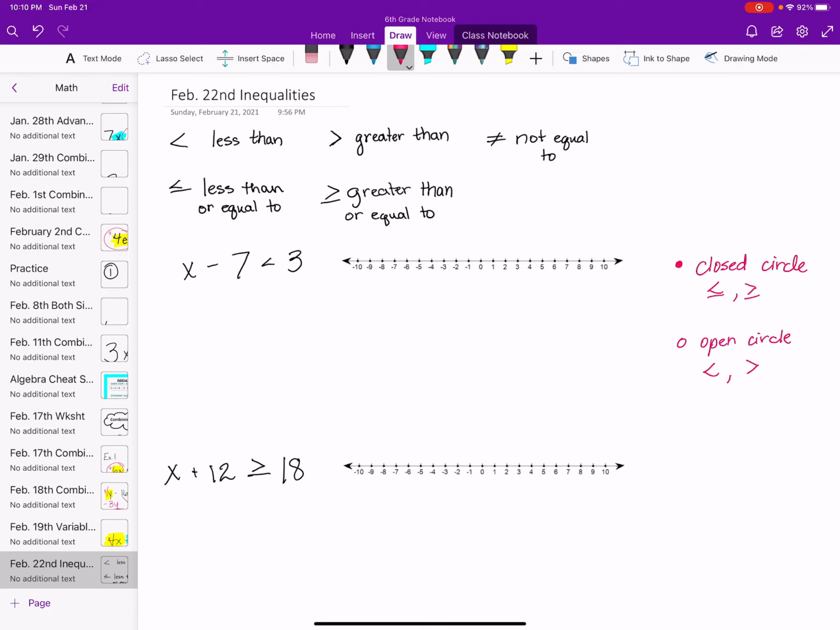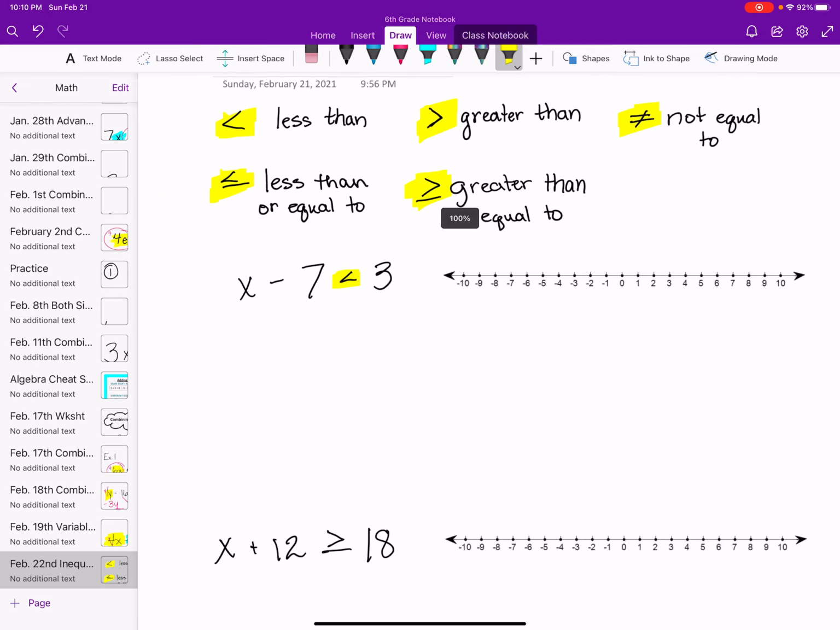Hi guys, today we're going to be talking about inequalities. It's our last section of our algebra studies. So when we're talking about inequalities, instead of the equal sign in an equation, we are going to have a less than or equal to, greater than or equal to, or occasionally this sign, which is a not equal to.